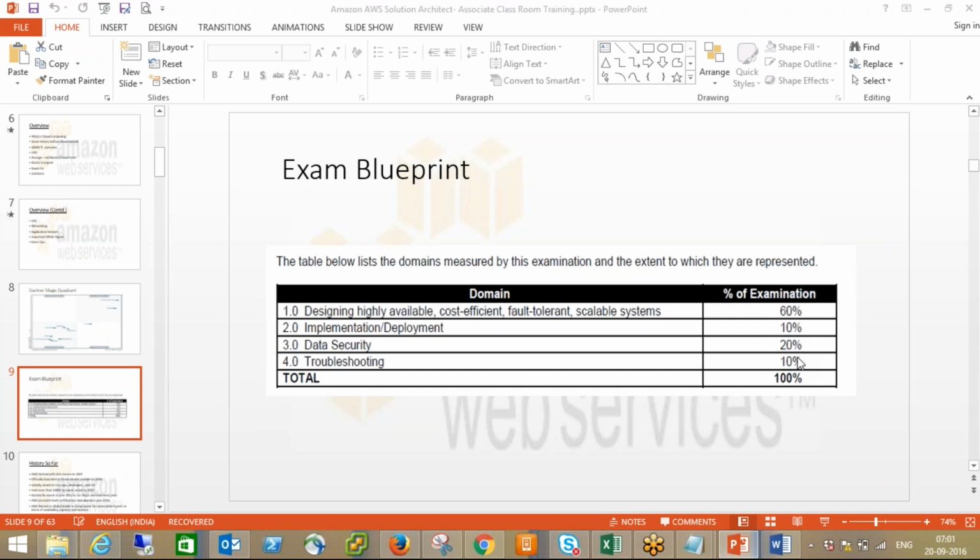But if you want, you can take up any associate level exam. That is not a bondage that you have to go first with Solutions Architect Associate or SysOps first. It is entirely up to you, but just for your understanding, SysOps does not cover anything on the services offered by AWS, how they're getting integrated in the background, and what is the functionality of each and every service.